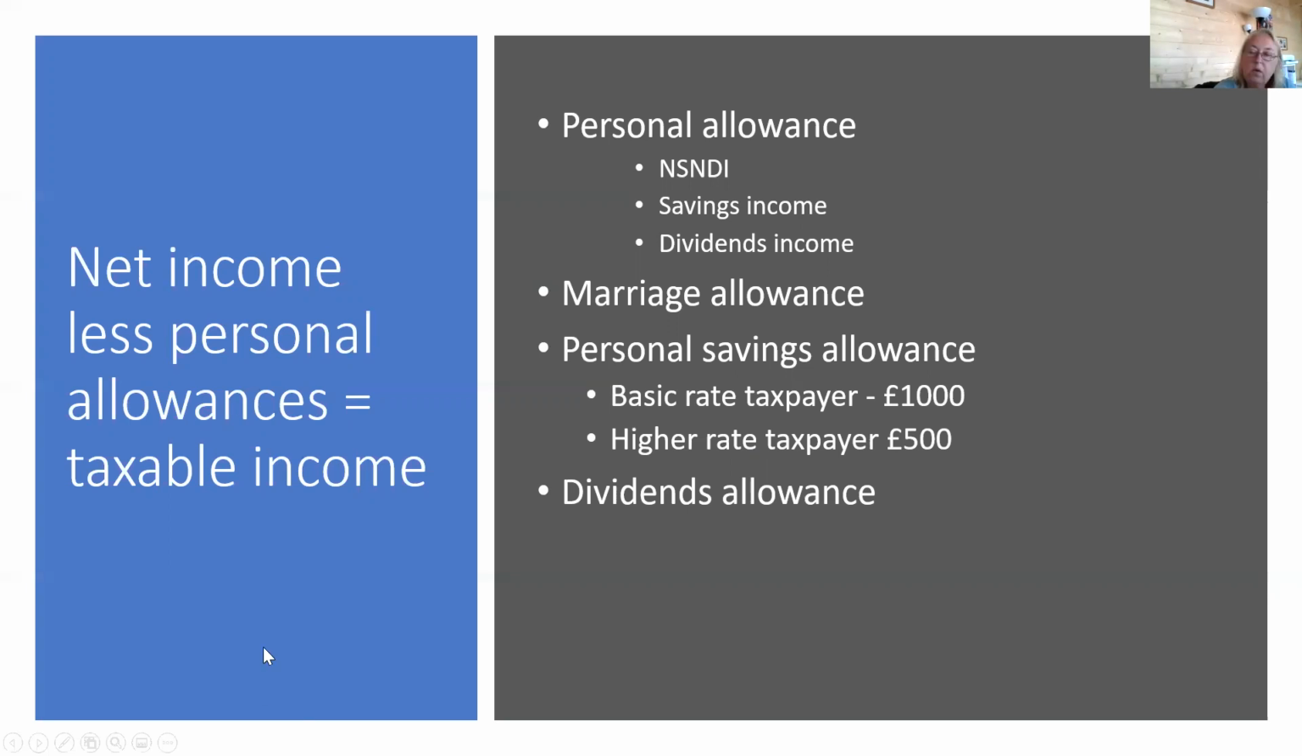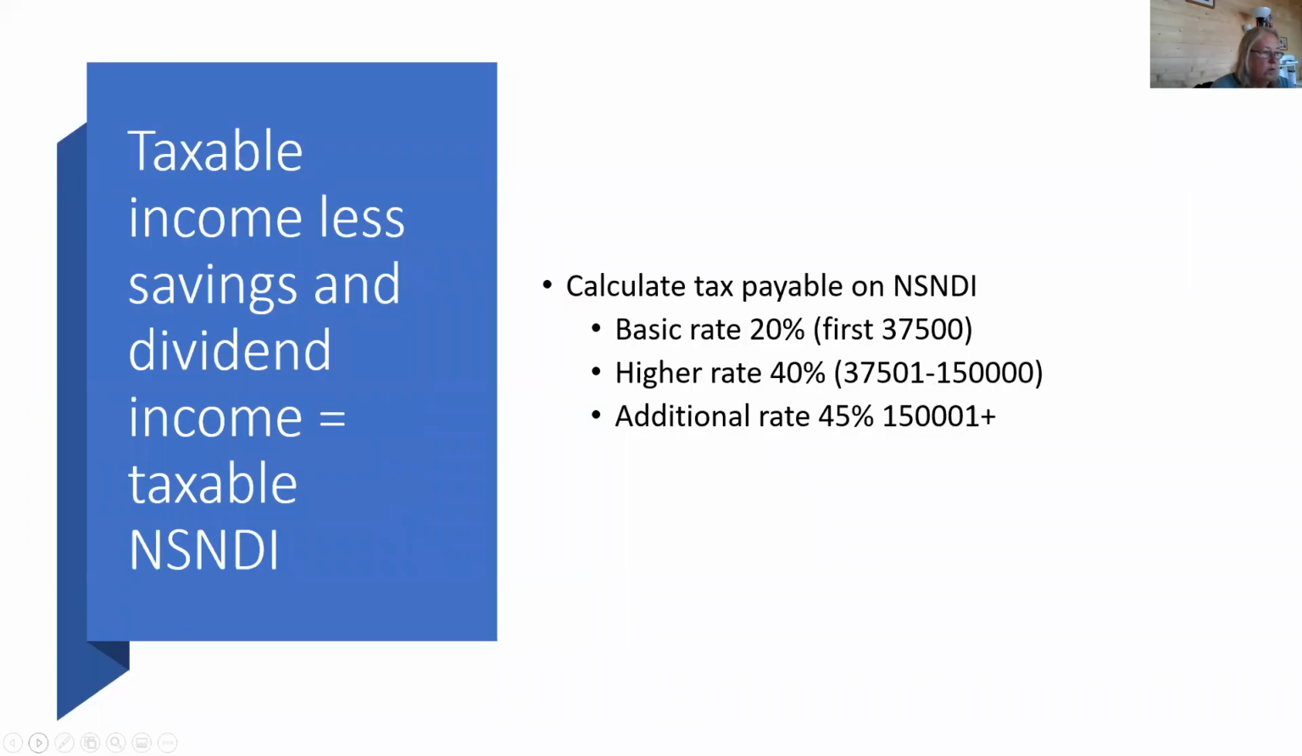Okay, so we've now got our taxable income because we've taken off our personal allowance, possibly if we transferred anything, if we had received a transfer from our spouse or civil partner, any marriage allowance, blind person allowance, whatever. That gives us our taxable income. And once we've got our taxable income, then we have to split it into non-savings and non-dividend income, and then also savings and dividend income.